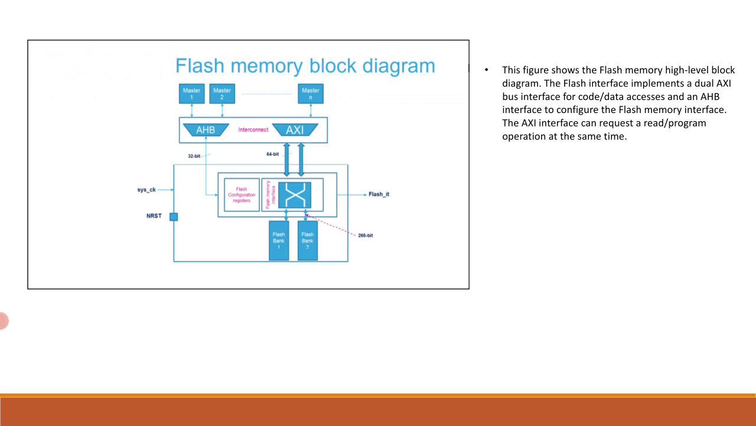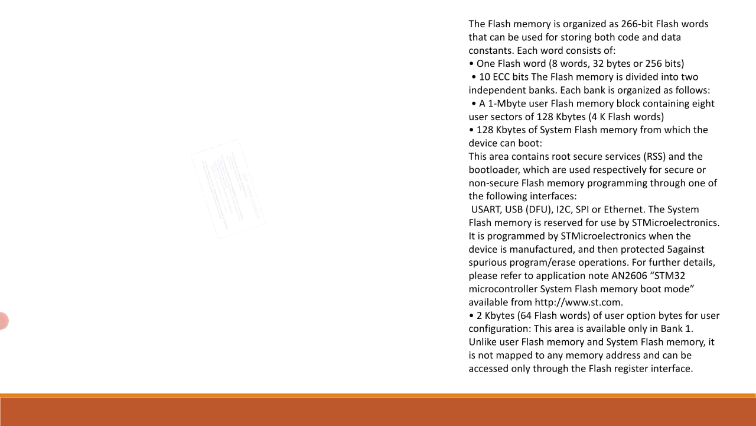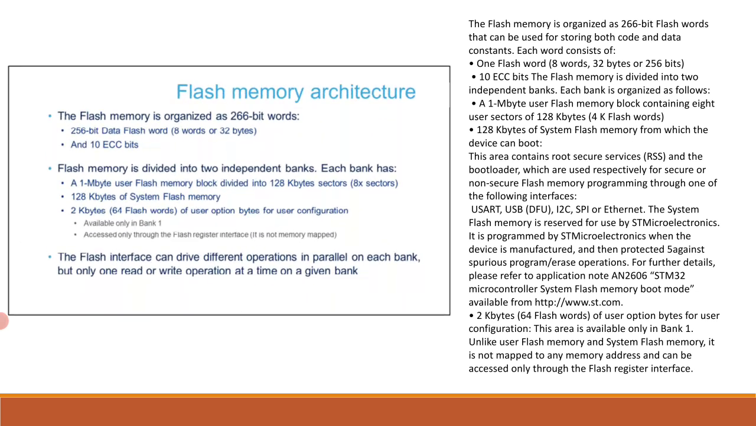The flash memory is organized as 266-bit flash words that can be used for storing both code and data constants. Each word consists of one flash word, which is 8 words, 32 bytes or 256 bits, plus 10 ECC bits. The flash memory is divided into two independent banks. Each bank is organized as follows. A 1 megabyte flash memory block containing 8 user sectors of 128 kilobytes, 4K flash words in other terms.